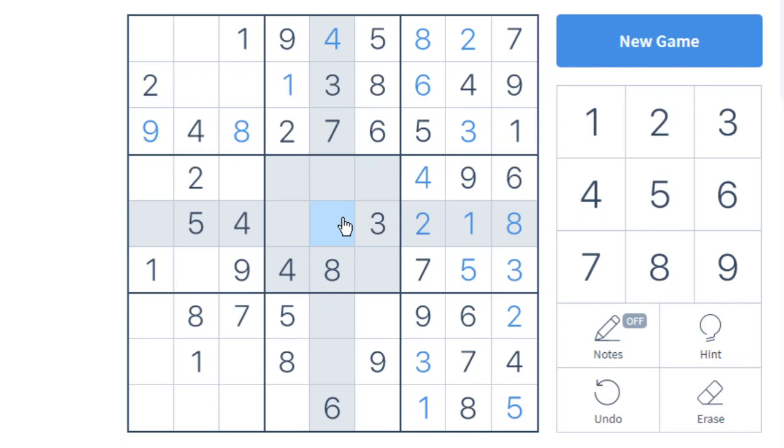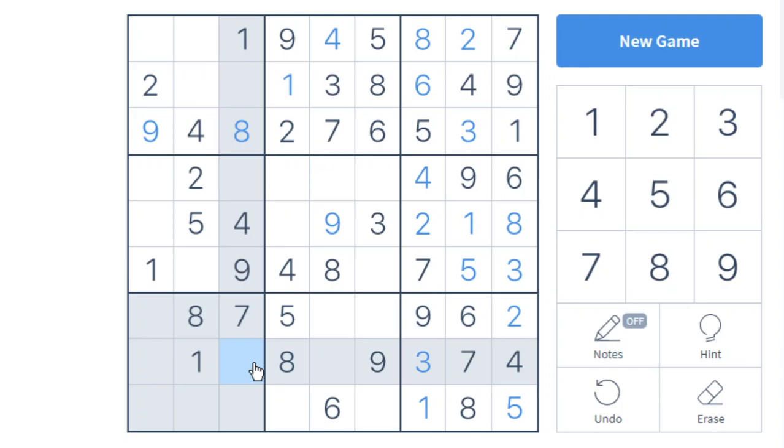6, 7, and 9. This can't be 7. This can't be 6 either because 6 is already in this column. So this has to be 9. Now it's just between 6 and 7 for these two. Well, we don't actually have enough information for these two, so we'll hold off on that. But we did get some more information for this bottom middle row.